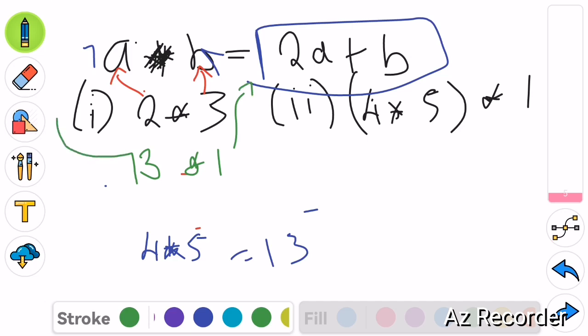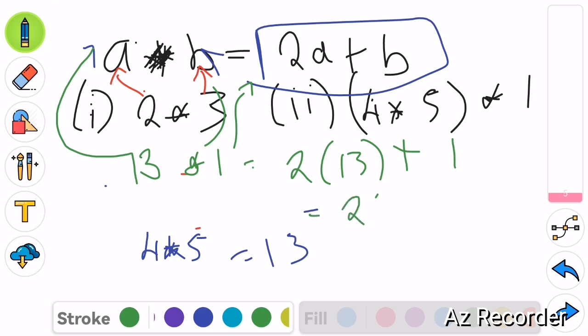Remembering that 13 is taking the position of A, 1 is taking the position of B. So this is going to be 2 of 13 there plus what? Plus A. So this is going to be, no, sorry, not plus A, plus 1, since 1 is taking up the position of B. So it's going to be 26 plus 1, which is going to be 27.